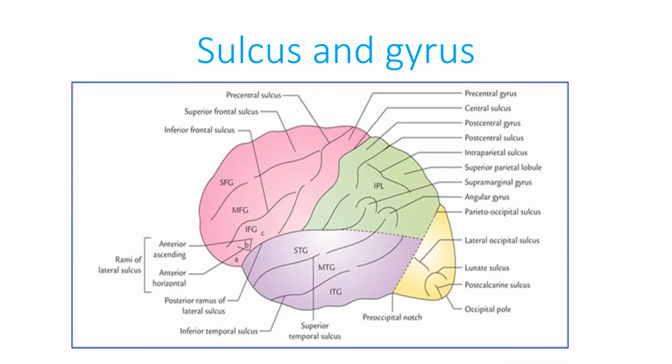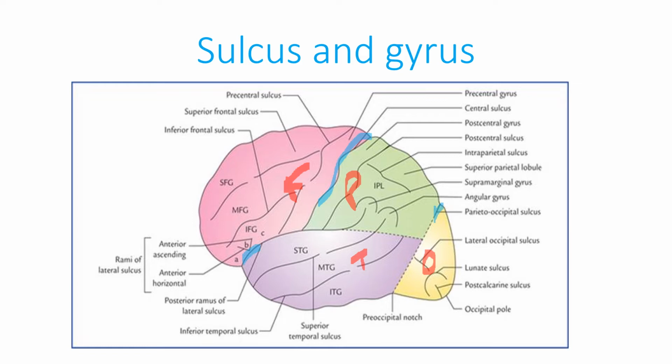Now, sulcus and gyrus. This is the structure of the cerebrum, and there are the four lobes of the cerebrum: frontal, parietal lobe, occipital lobe, and temporal lobe. These all are the four lobes. And three main sulci. First is central sulcus, second is parieto-occipital sulcus, and third one is the lateral sulcus.